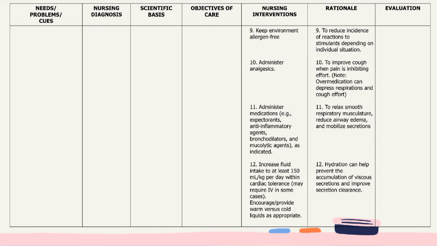Next, administer medications such as expectorants, anti-inflammatory agents, bronchodilators, and mucolytic agents as indicated to relax smooth respiratory musculature, reduce airway edema, and mobilize secretions. Increase fluid intake to at least 150 ml per kilogram per day within cardiac tolerance, which may require IV in some cases. Encourage or provide warm versus cold liquids as appropriate. This is because hydration can help prevent the accumulation of viscous secretions and improve secretion clearance.